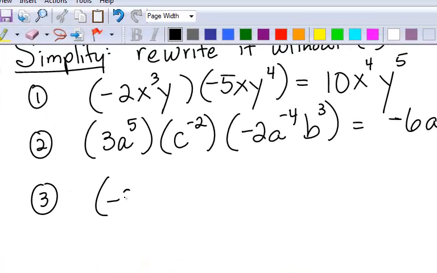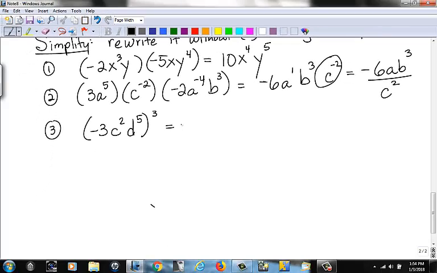The quantity negative 3c to the second, d to the fifth, close the parentheses and raise it to the third power. Negative 3 to the third power, negative 27. Negative 3 times negative 3 times negative 3. C to the 6, d to the 15. Okay? Raise a power to a power, you multiply them. Just simplifying it.